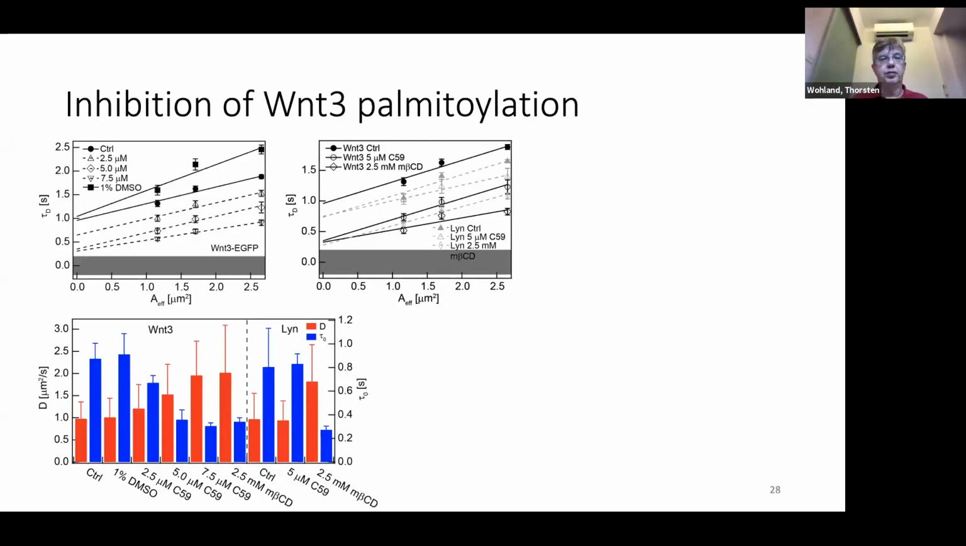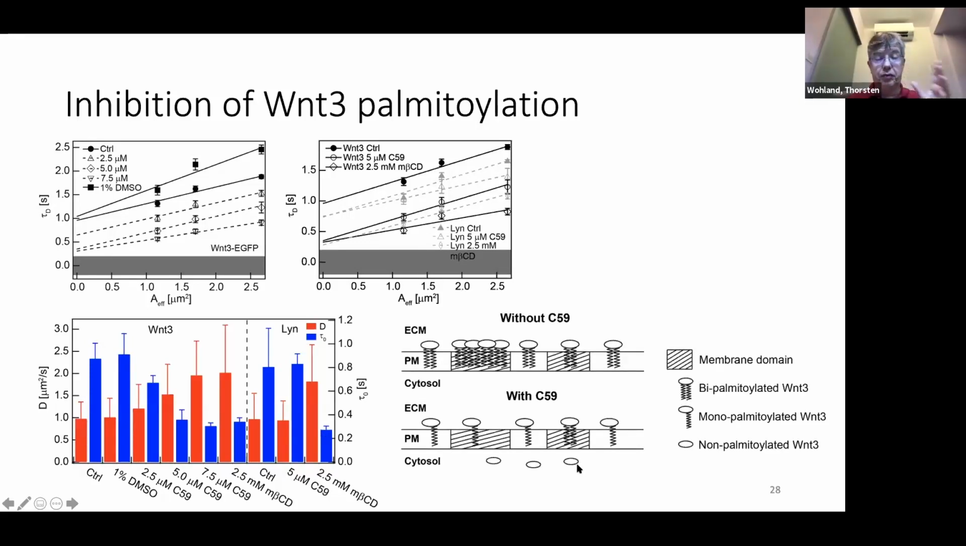And then we made a couple of controls for Lyn. Lyn EGFP reacts to M-beta-CD, but it doesn't react to C59, which it shouldn't. C59 is only specific for porcupine and inhibits lipidation of Wnt3, but it doesn't do anything to Lyn, and that's exactly what you see. So C59 is doing nothing else to the membranes. Lyn doesn't care about C59, but Lyn cares about cholesterol. If I remove the cholesterol, Lyn gets faster and the intercept drops.